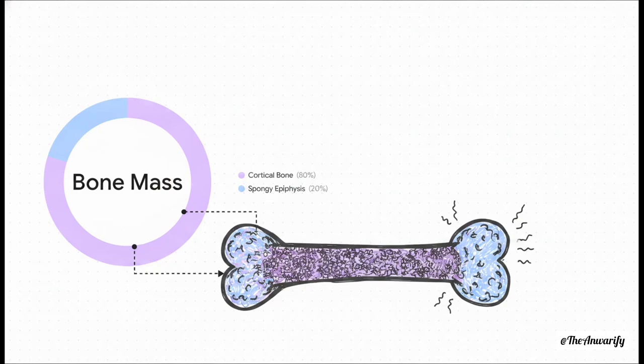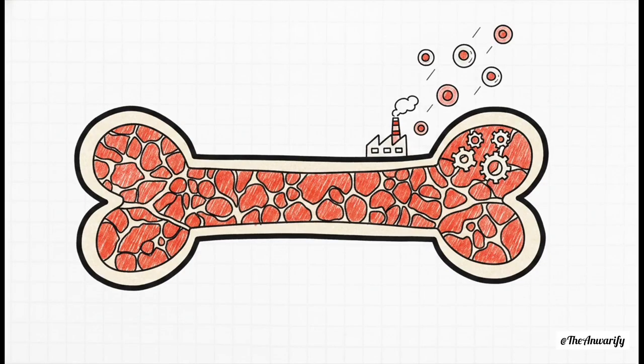What's really interesting here is how the weight is distributed. That long external shaft, the diaphysis, is made of incredibly tough, dense cortical bone. This heavy-duty armor makes up a whopping 80% of your total skeletal mass. Meanwhile, the spongy ends, the epiphysis, make up the remaining 20%. But hey, don't let the word spongy fool you into thinking it's weak or unimportant. That spongy terminal end is absolutely vital.